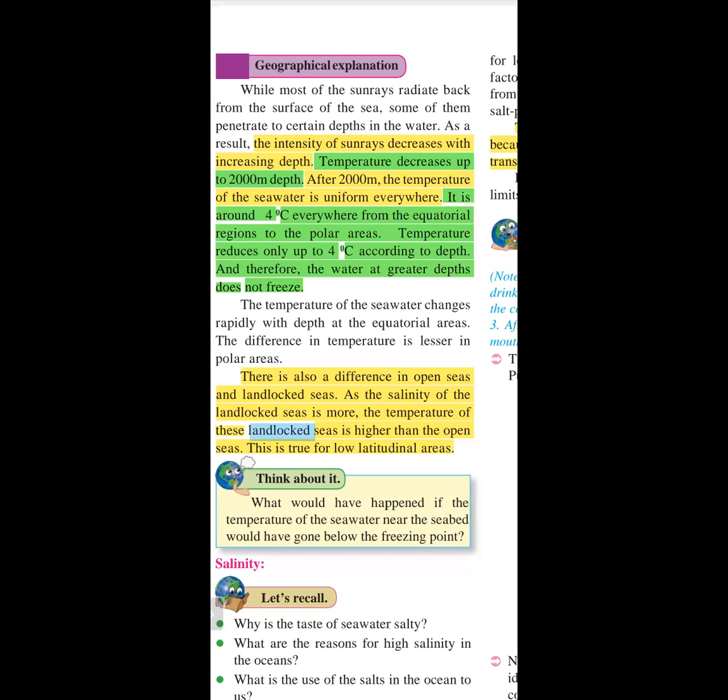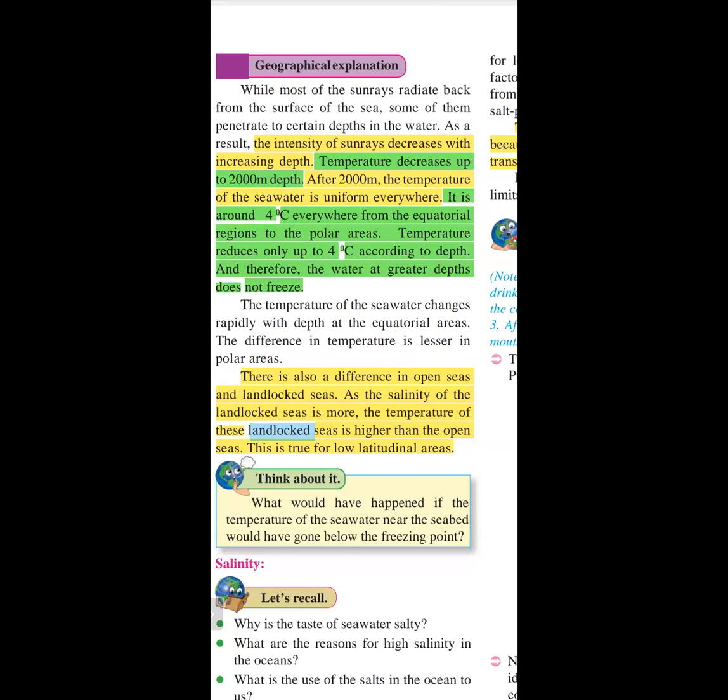And the third point is, above that yellow color, starting from, while most of the sun rays radiate back from the surface of the sea, some of them penetrate to a certain depth in the water. That is the third point. Because of these reasons, seawater temperature is equal over all the regions. Okay, can you get it? I think so.